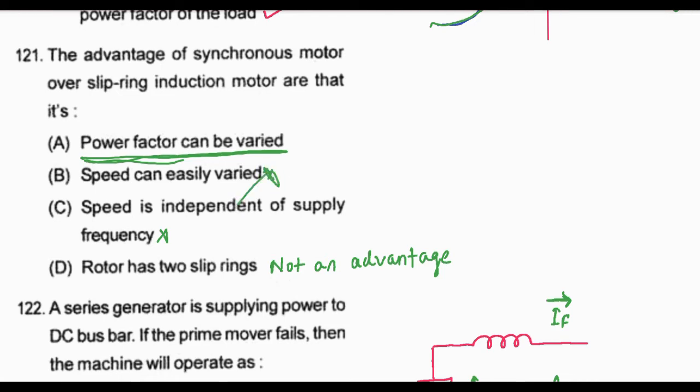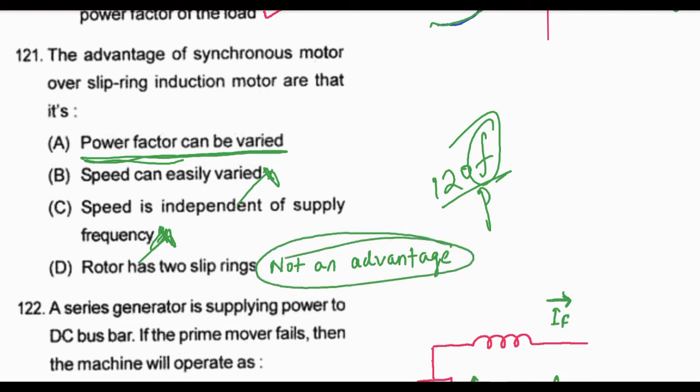Next one is speed is independent of supply frequency. Speed is not independent of supply frequency. It depends upon the supply frequency, that is 120 f by P, where f is the supply frequency. This is the synchronous speed. And next option D is rotor has two slip rings, not an advantage. Having a slip ring is not an advantage.